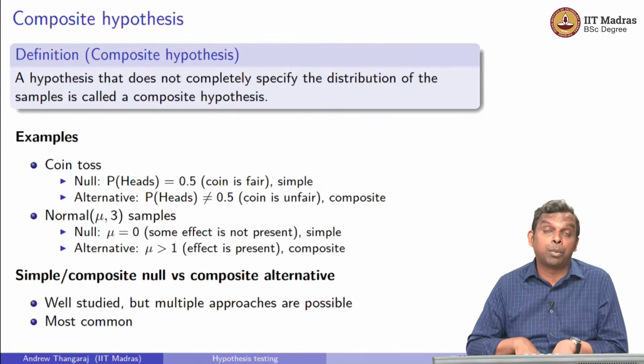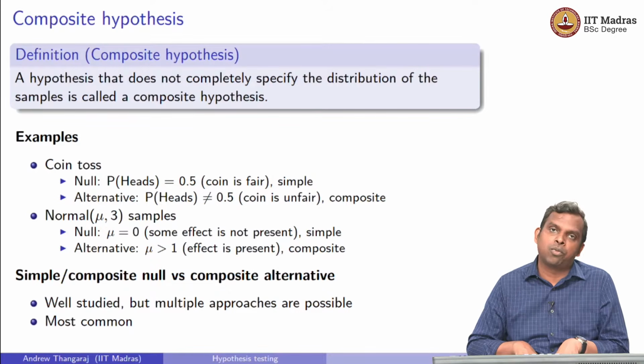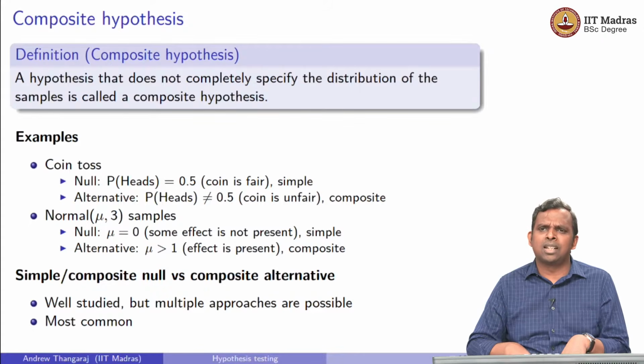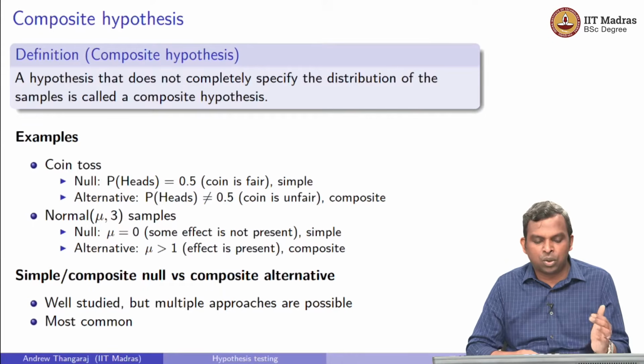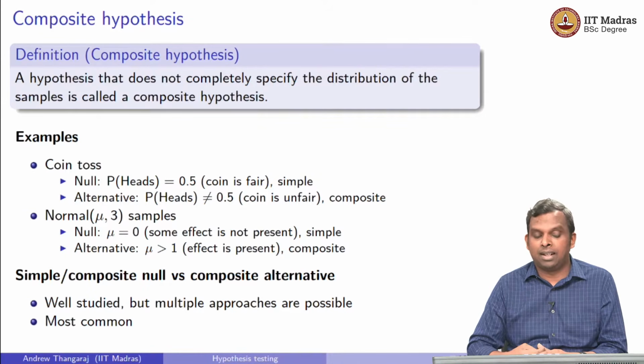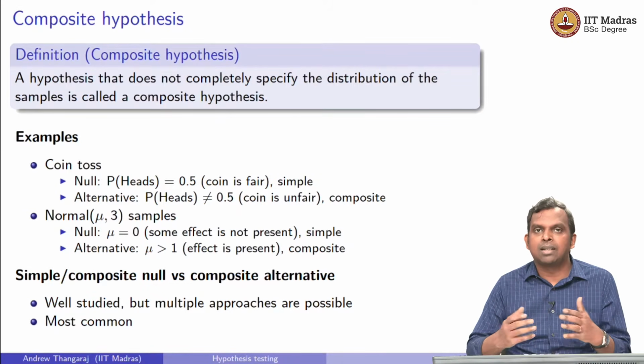There are multiple approaches possible. Different types of approaches will give you different types of answers. It's difficult to show that there is only this one approach that works. You can theoretically define some good approaches, but many of them may not exist, and there are all sorts of issues once you have composite hypotheses involved. But this is most common.